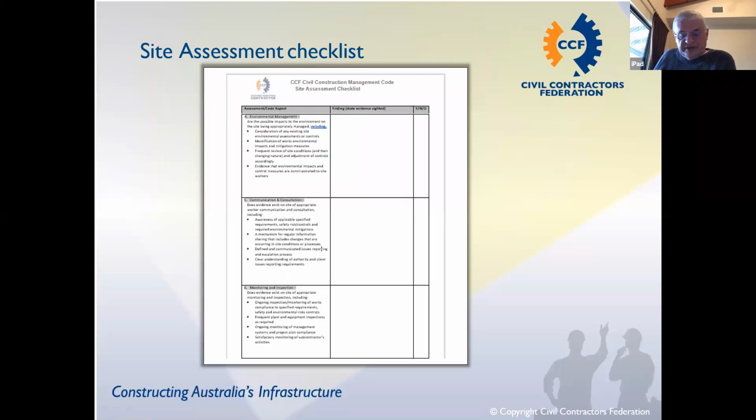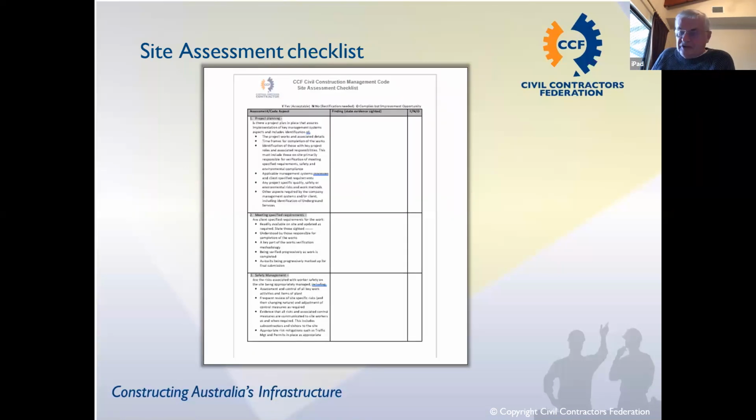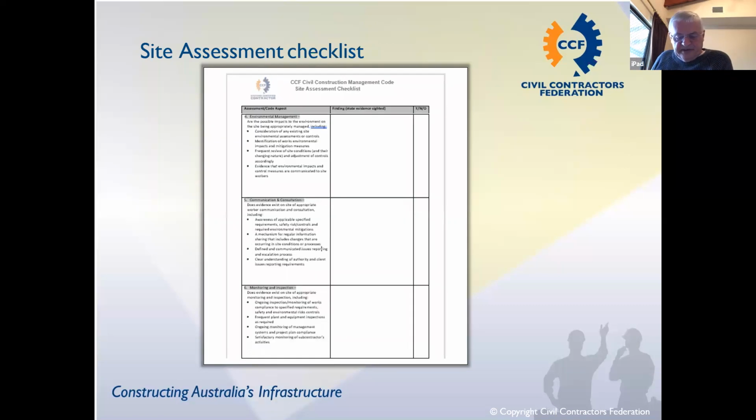Communication and consultation, as somebody previously mentioned, we can certainly improve on that. I think that goes with ISO companies, anybody. That seems to be an area that is always open for improvement. As it says, does appropriate worker communication and consultation exist on site? Include awareness of applicable specific requirements.